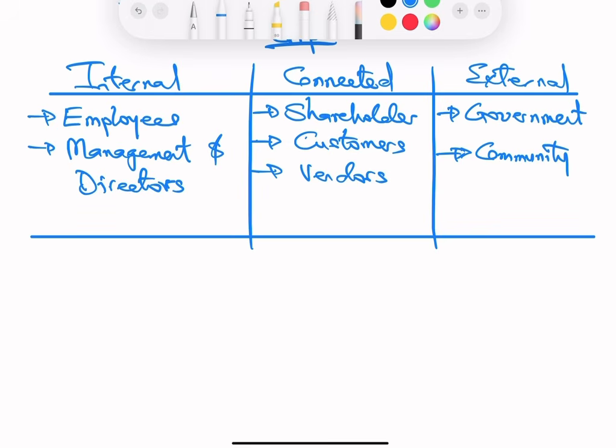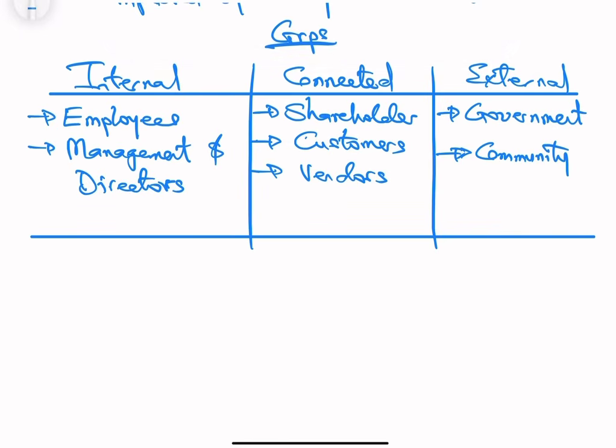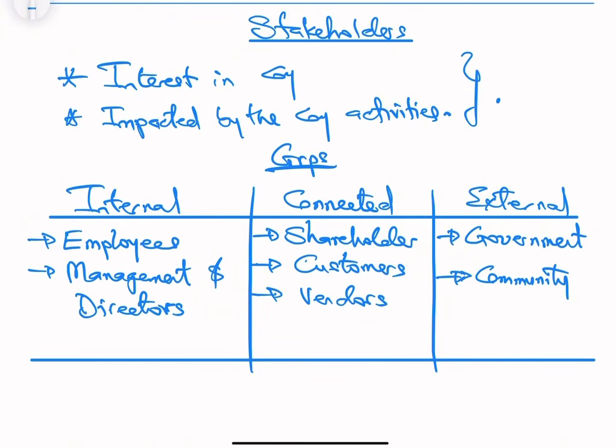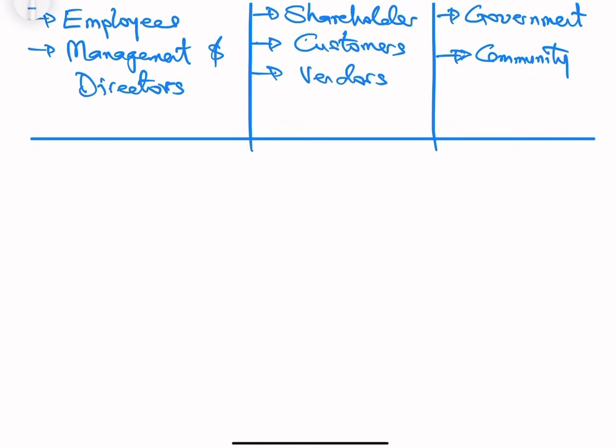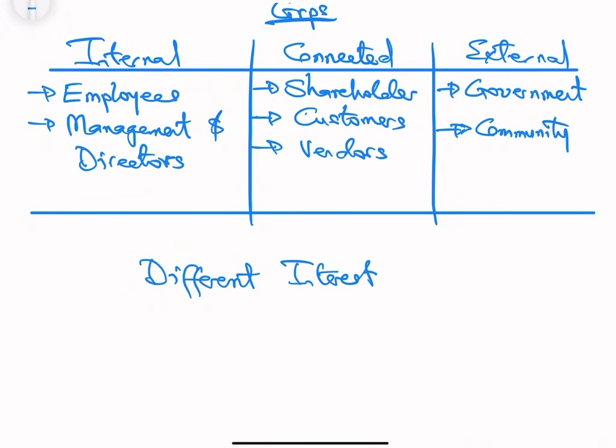Why is it important to manage these stakeholders? Why is it a topic in financial management? First thing you need to understand is the fact that we said these guys have interest in the company or they are impacted by the activities of the company, which means they have different interests. So their interest differs. And when you have almost 10 or more people having different interest, you cannot rule out conflict of interest.